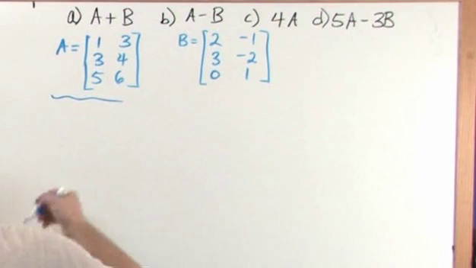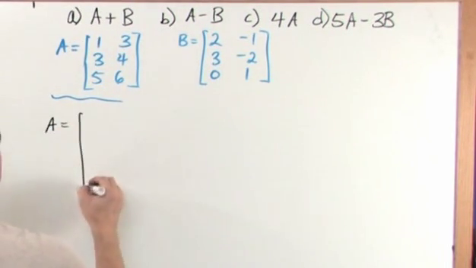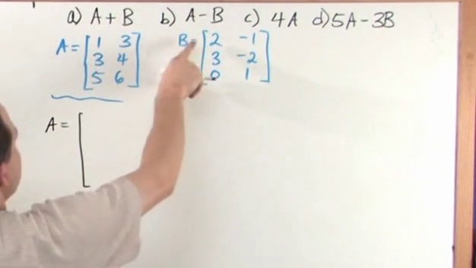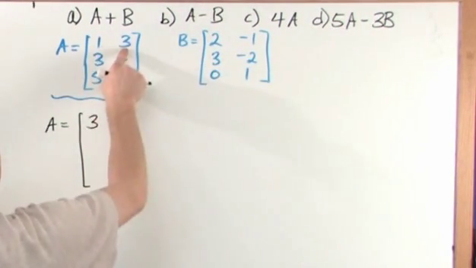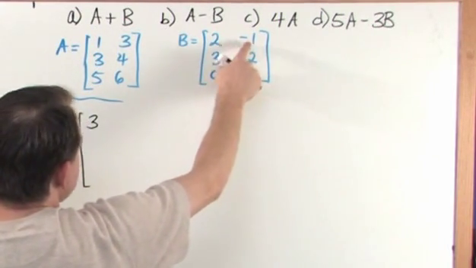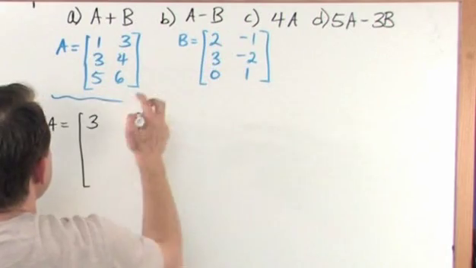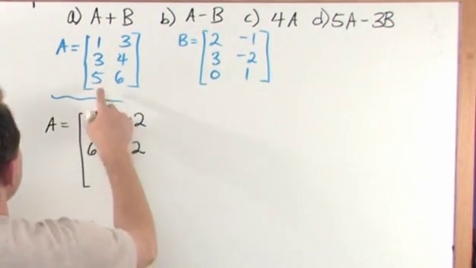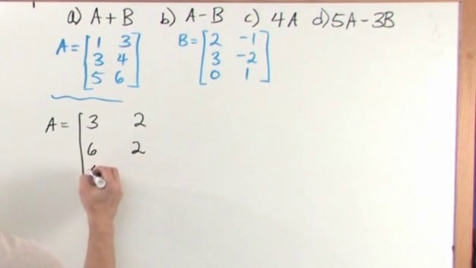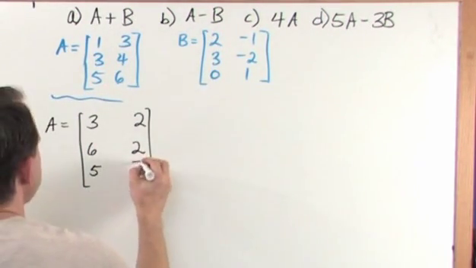So in order to add them, it's very simple. You just write your brackets down. You go element by element. This is the corresponding element over here. 1 plus 2 gives me 3. 3 plus -1, or 3 minus 1, gives you 2. 3 plus 3 gives you 6. 4 minus 2 gives you 2. 5 plus 0 gives you 5. And 6 plus 1 is going to give me 7.